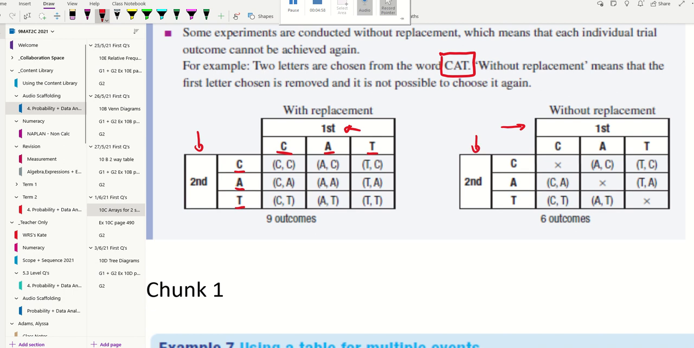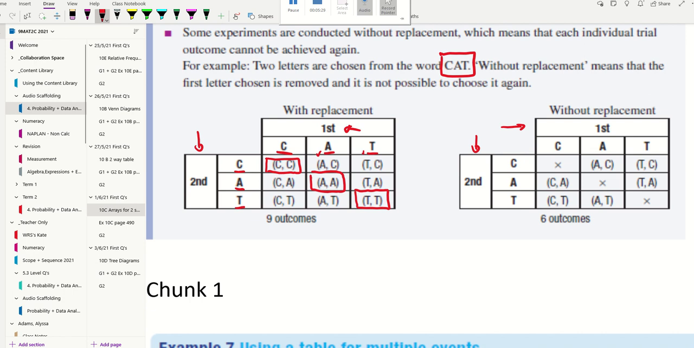to do them so that you put your first one in the rows and your second one in the columns. But they have, if we have a look here, they have managed to list the columns first when they've made their lists. Anyway, what we've got here is if we're replacing, we put all the letters back, which means if we pull a C out first time, we can pull a C out the second time. If we pull out an A the first time, we can also pull it out the second time. And if we pull a T out the first time, we can also pull it out the second time. So we have all those possibilities.